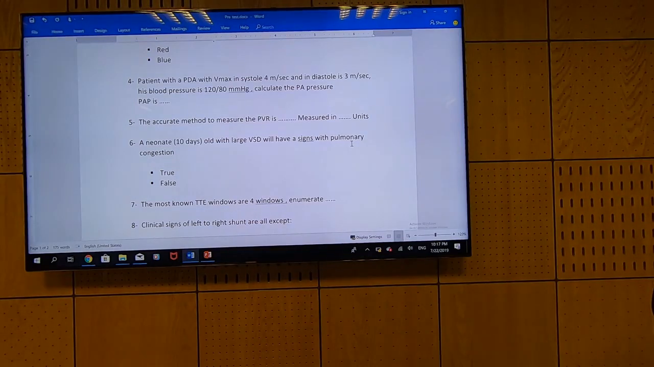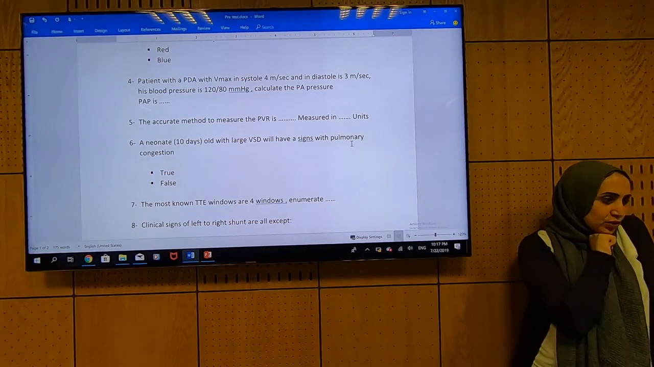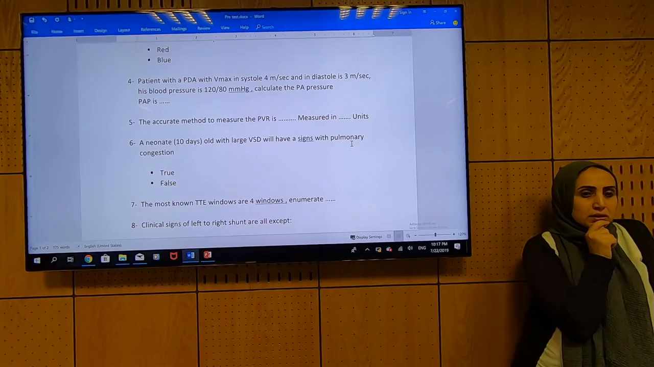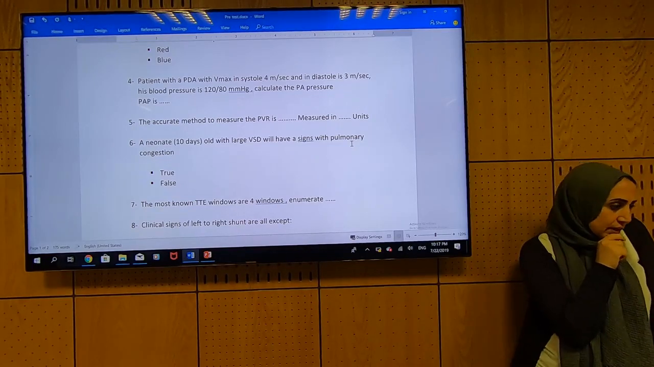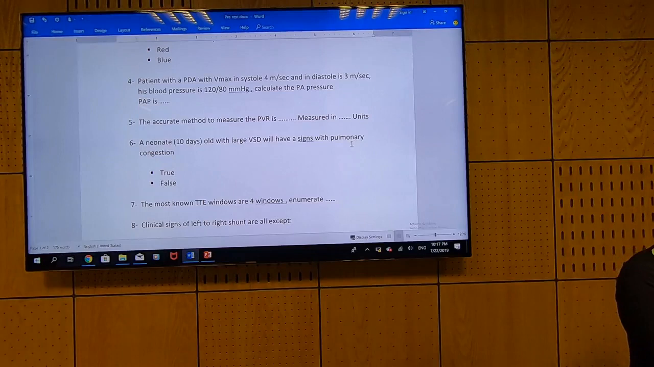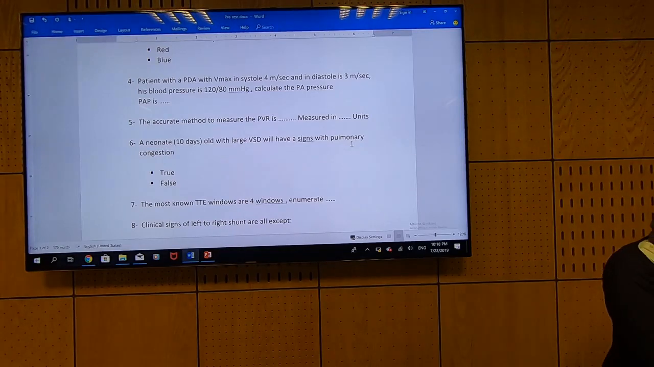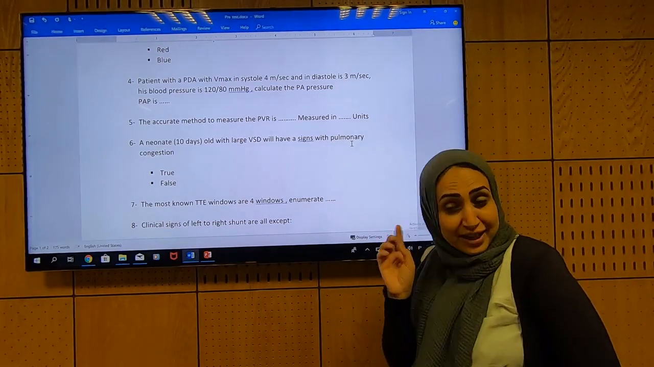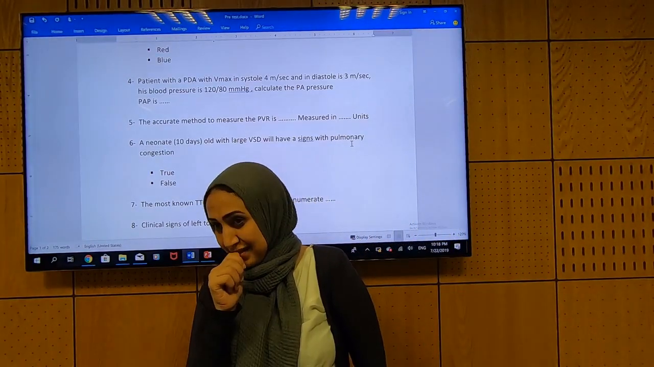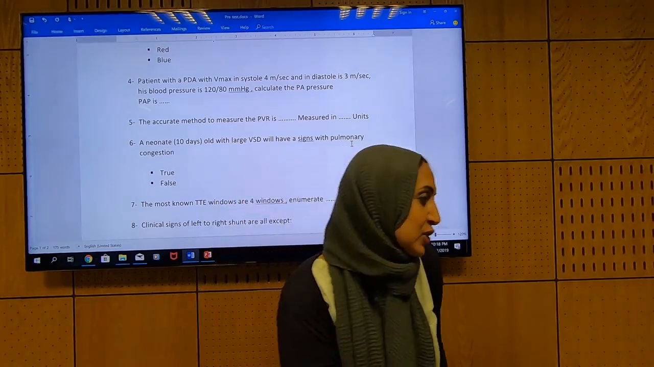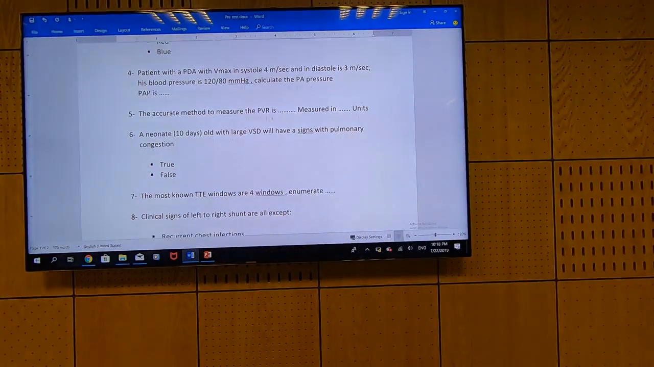Okay. The accurate method to measure the pulmonary vascular resistance is cardiac catheterization, and it's measured in Wood units. Okay. And the next: a patient with a large VSD will have signs of pulmonary congestion. It might be a tricky question because we didn't actually say that. True or false? False, because the pulmonary pressure is still high, pulmonary vascular resistance is still high. He mentioned it.